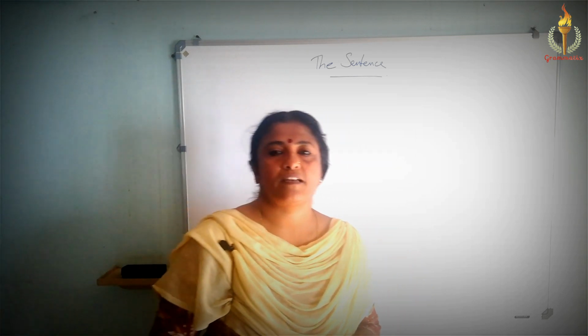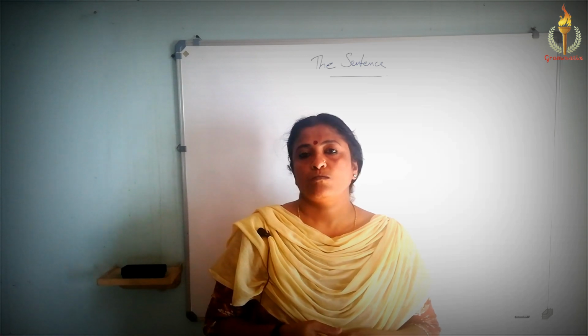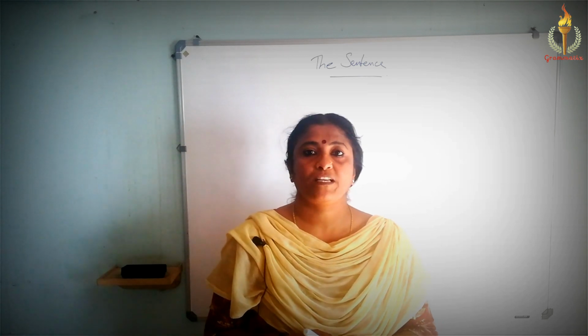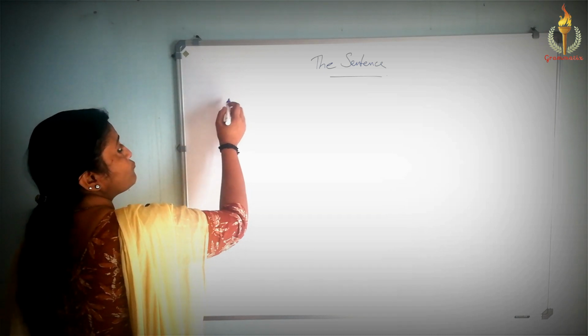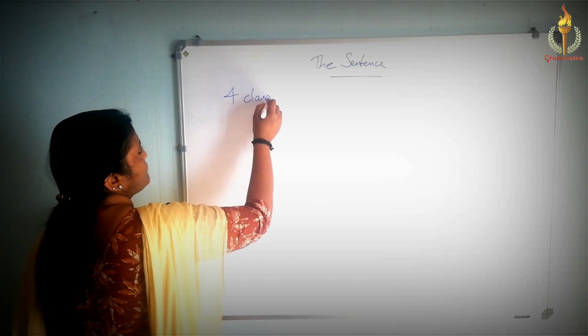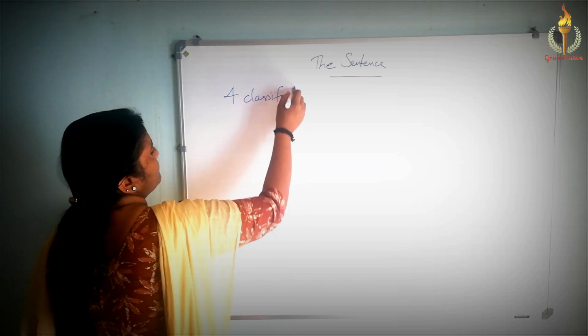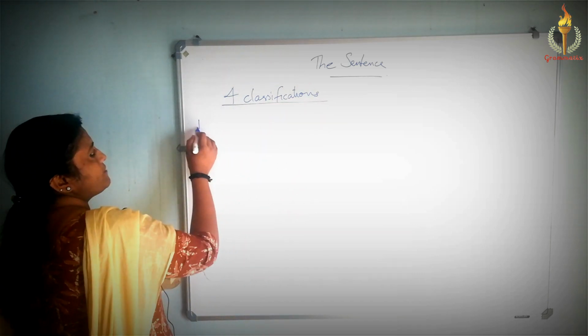Now we are going to study the kinds of sentence according to its function. So what are the kinds of sentence according to its function? They are classified into four classifications. Now what are they? The first one is declarative sentence.